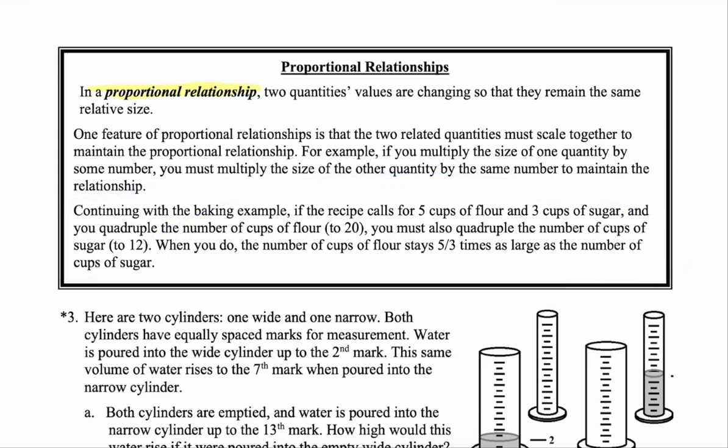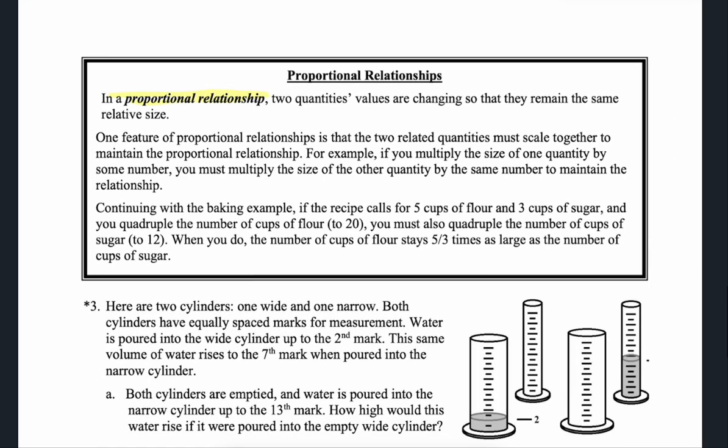If the recipe calls for 5 cups of flour to give you 3 cups of sugar, if you quadruple everything, so if you multiply by 4, 20 cups of flour has to be 12 cups of sugar. So it's really just always going to maintain that relationship. The ratio of flour to sugar is always flour, the 5 on top, 3 sugar, the sugar on the bottom, okay? So proportions are nice.